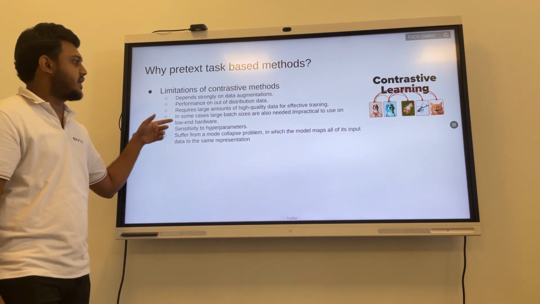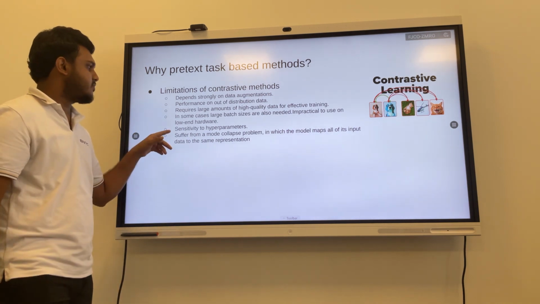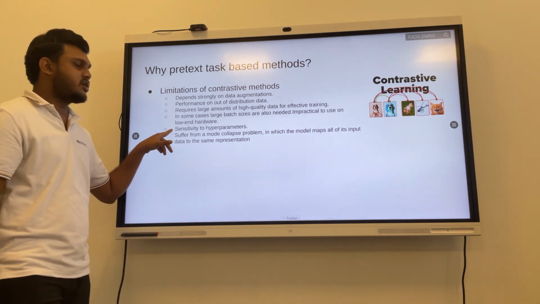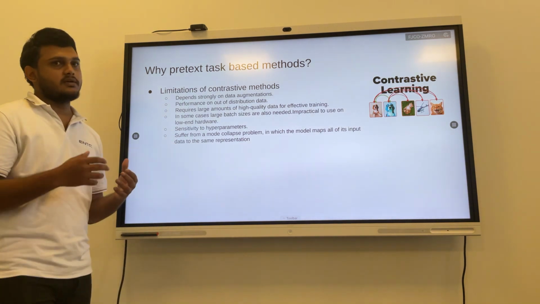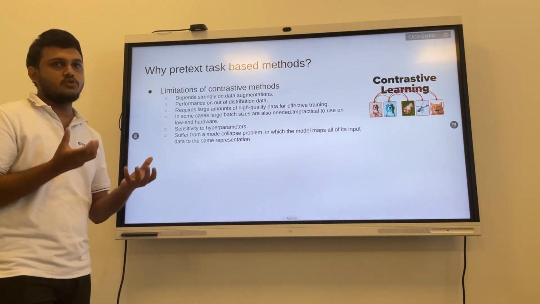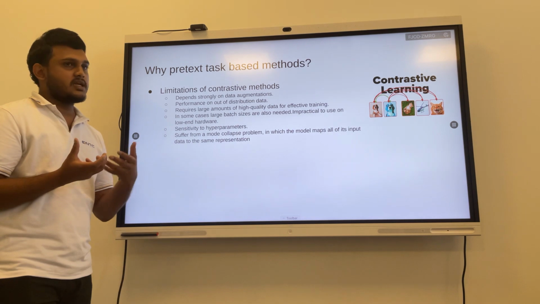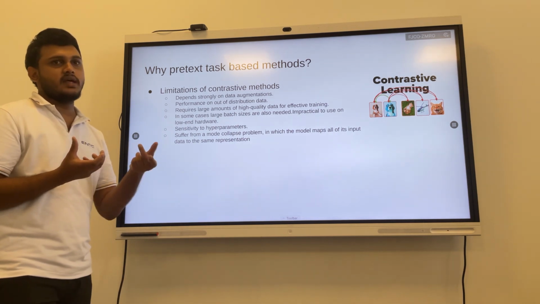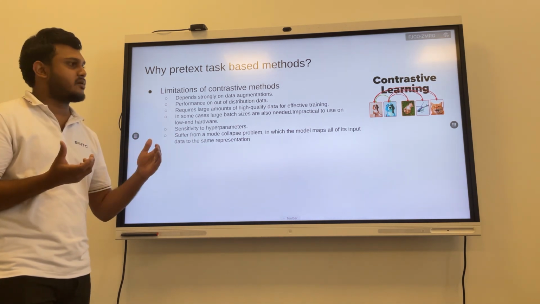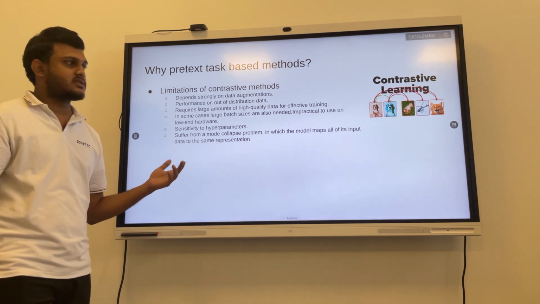So therefore we will need large batch sizes to be successful, and also sensitivity to hyperparameters. Like there is a variance and invariance loss, we need to balance that. And also in something like VICReg, there's a covariance loss as well. So we need to balance these hyperparameters, and that could be a tedious task.